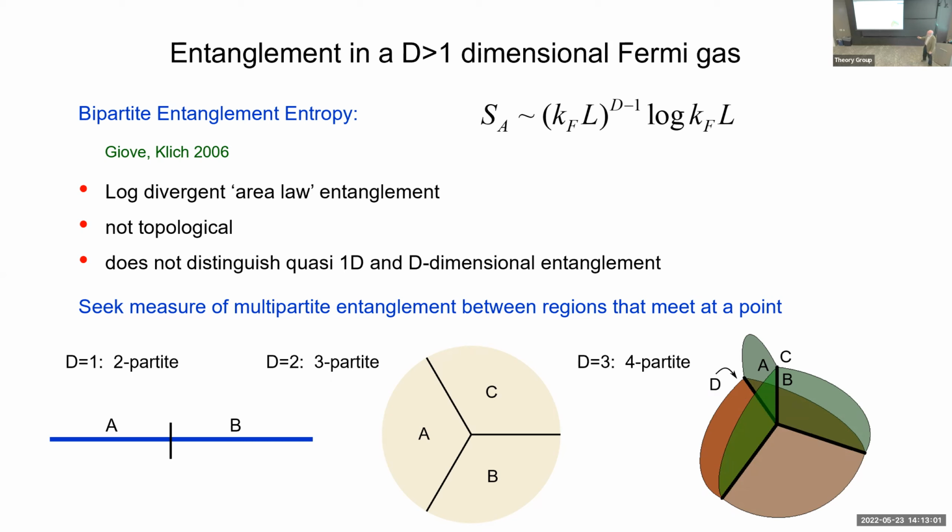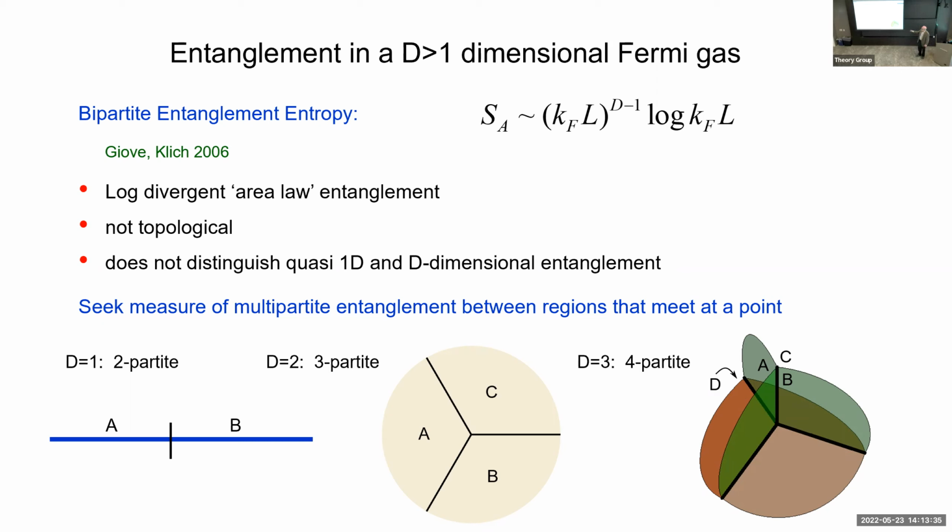And it also doesn't distinguish one-dimensional entanglement from d-dimensional entanglement. You could imagine a system where you have perfect one-dimensional wires that aren't talking to each other at all, and that would be finite. So it doesn't distinguish that from an isotropic Fermi liquid that is entangled in all directions. So we want something else.